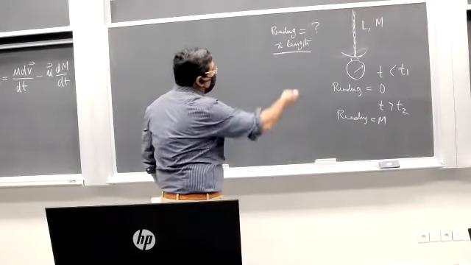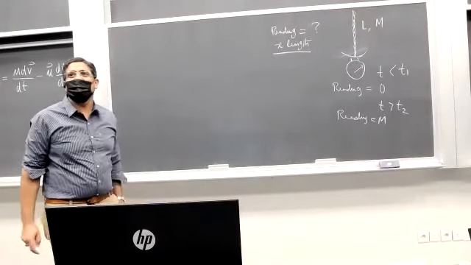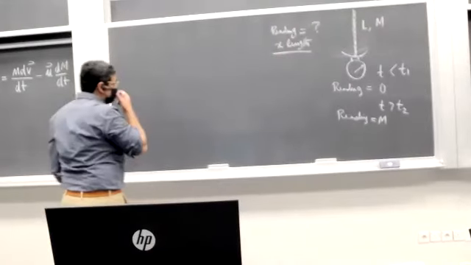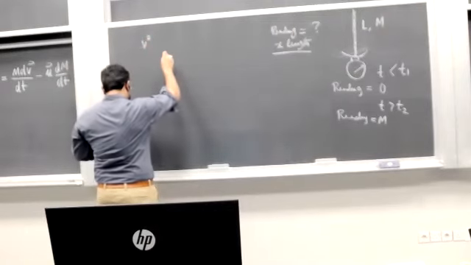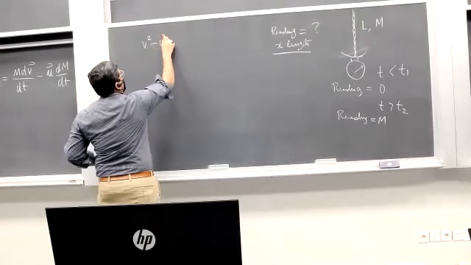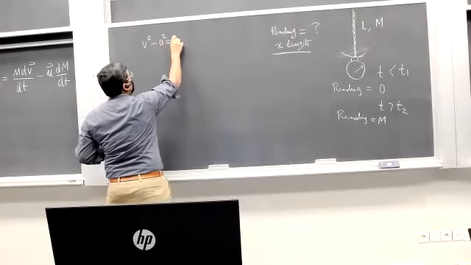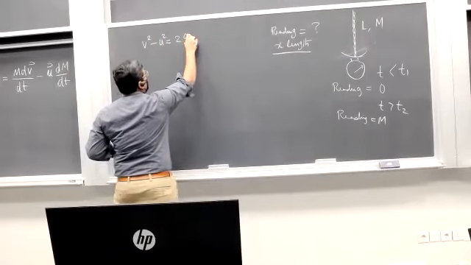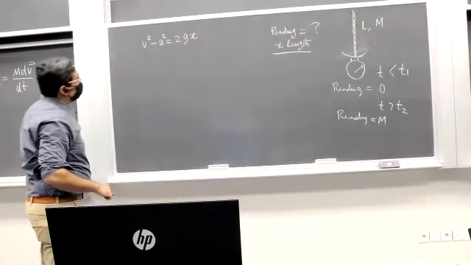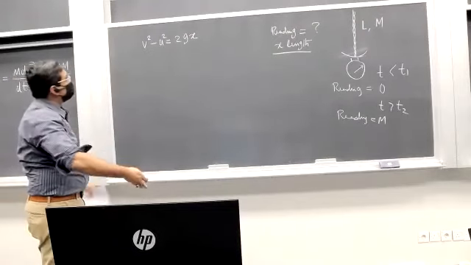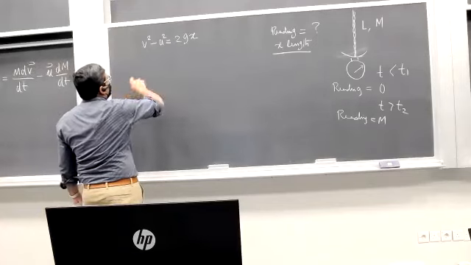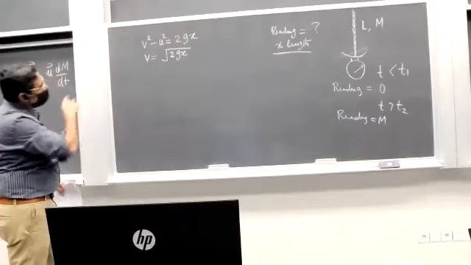Before anything, this is a problem of free fall, right? For free fall we have this equation: v squared minus u squared equals 2gx, for the whole chain. Taking the initial speed as 0, v would be the square root of 2gx, something that we are going to use later on.